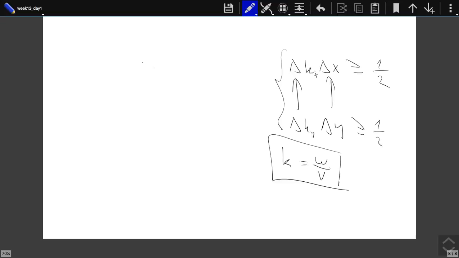Or let's say, if you set, I don't know, let's say delta Kx is very large, then the magnitude K should be very large. The range of values of K should be very large. If the range of values of K is very large, then the range of values of omega is large.